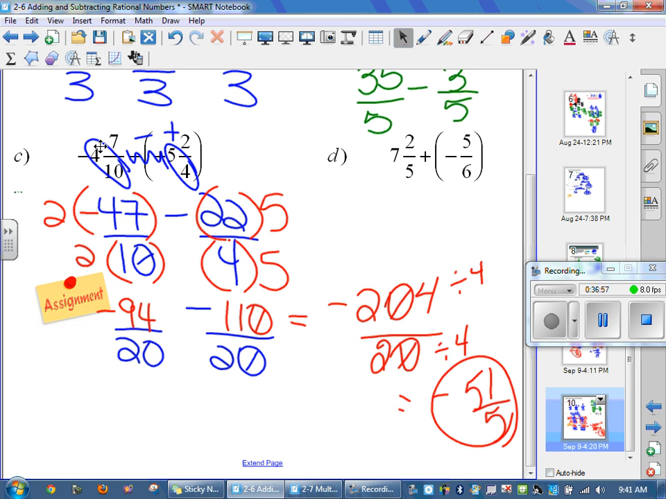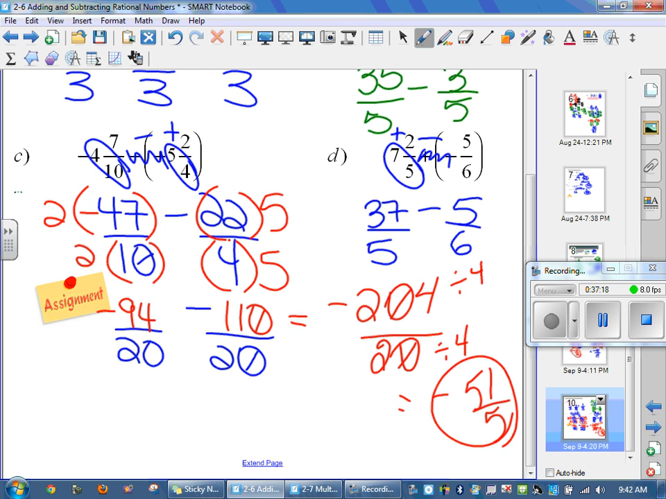2 signs that are different in the middle change to a subtract. And I have 5 over 6. What bottom number should I use? 30. Good. I'm going to times them together and get 30. So let's just erase this part here so I have room. So now I'm going to put 30 on the bottom.